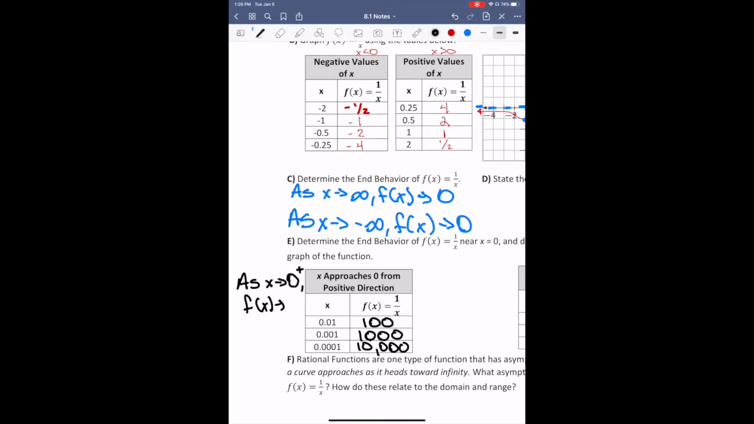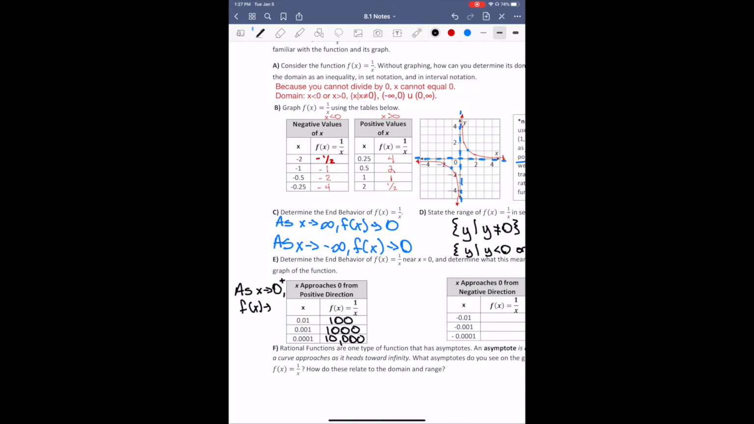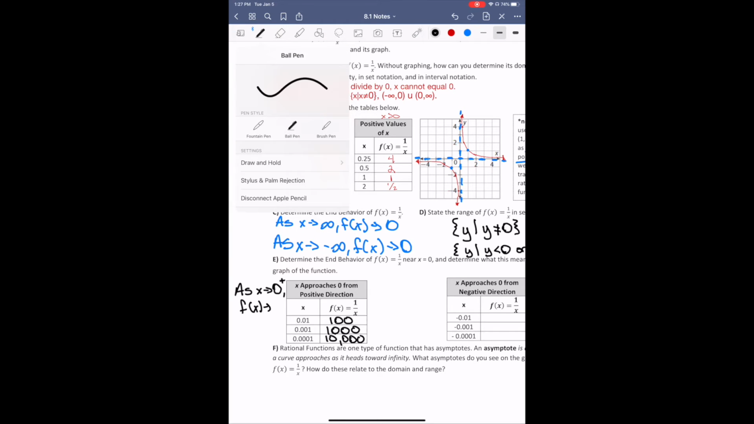So you can see what's happening here is as we get closer and closer to 0, because remember, these numbers are getting closer and closer to 0. 0.0001 is a lot closer to 0 than 0.01. So as x approaches 0 from the positive end, our f of x values are increasing. Our values are increasing, and our y values are approaching positive infinity.